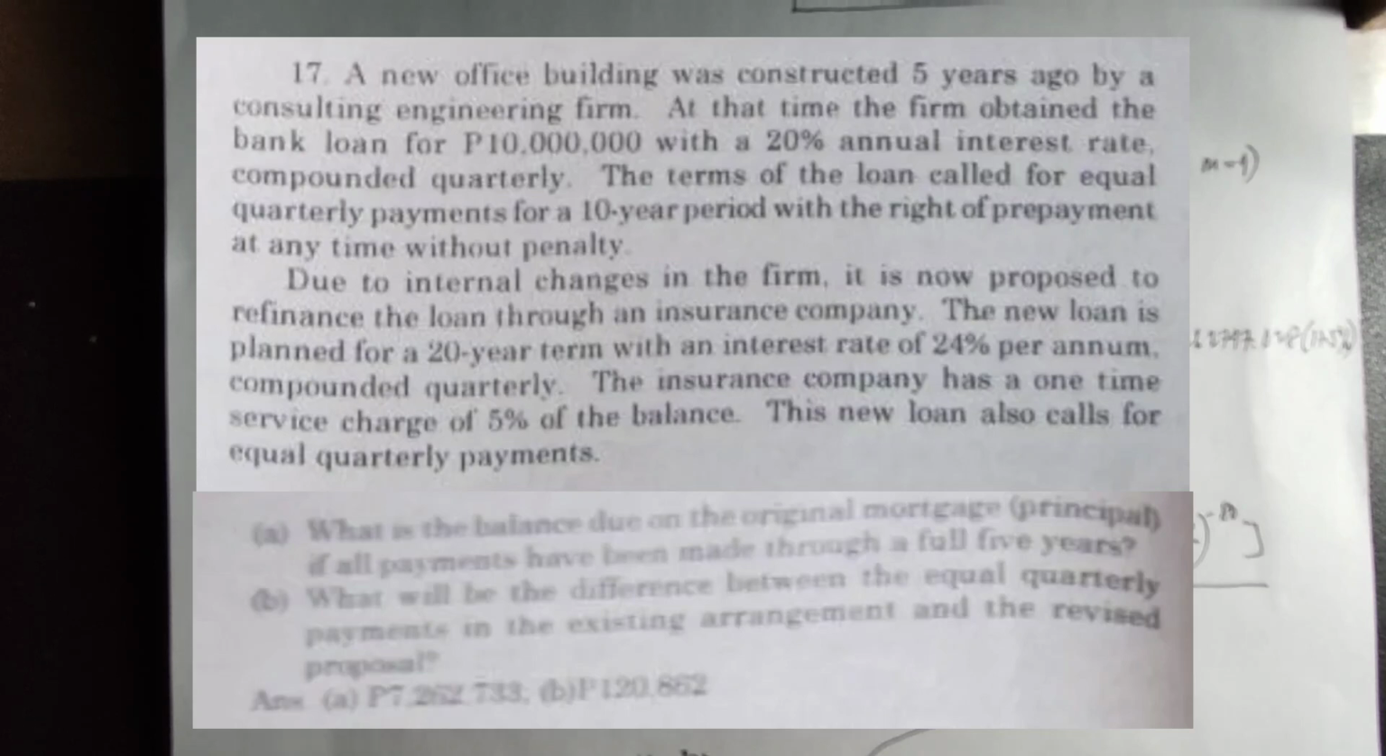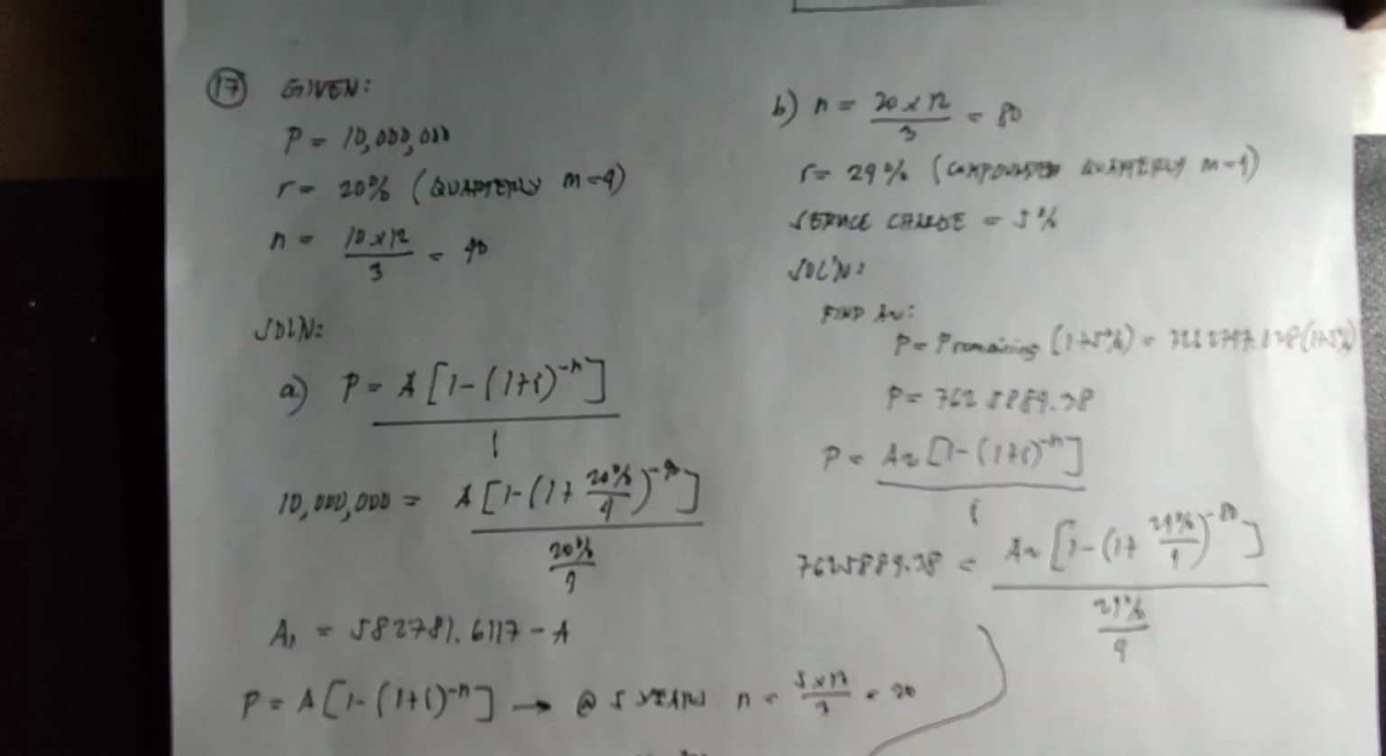So, A. What is the balance due on the original mortgage or principal if all payments have been made through a full 5 years? Then B. What will be the difference between the equal quarterly payments in the existing arrangement and the revised proposal? So the given is P is equal to 10 million pesos, R is equal to 20% compounded quarterly, M is equal to 4, N is equal to 10 times 12 over 3, which is equal to 40.